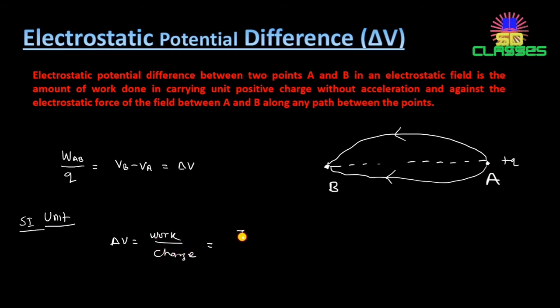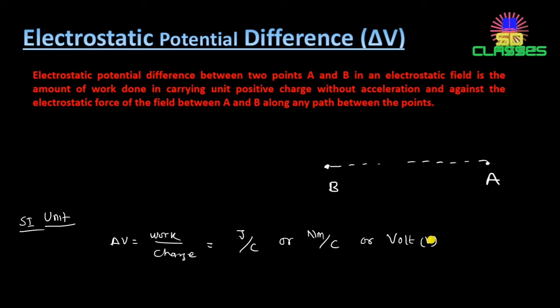So work should be in joule and charge should be in coulomb, or sometimes it is Newton meter per coulomb, because joule can be written as Newton meter, or simply we can say it is volt, denoted by capital V. So this is the unit of the potential difference. Okay, next we are going to find potential at a point.